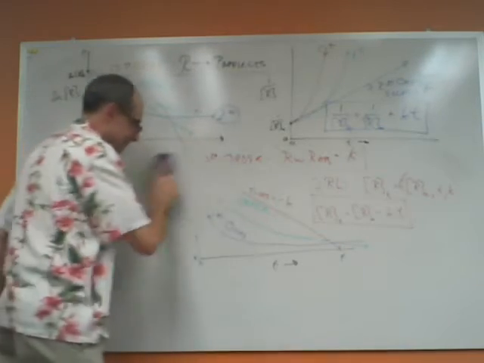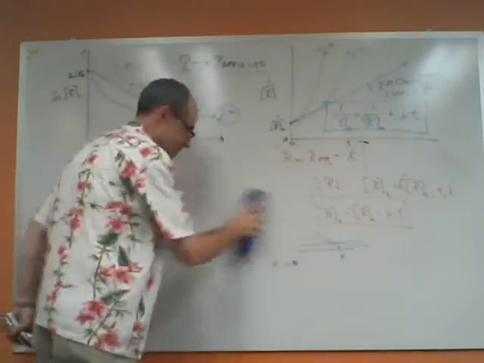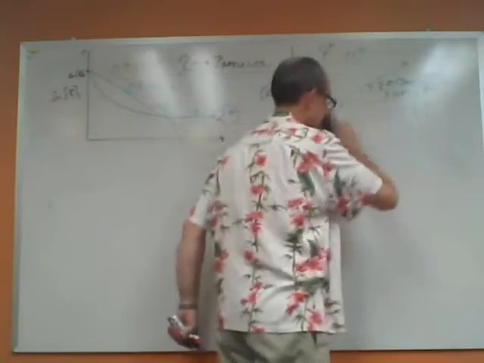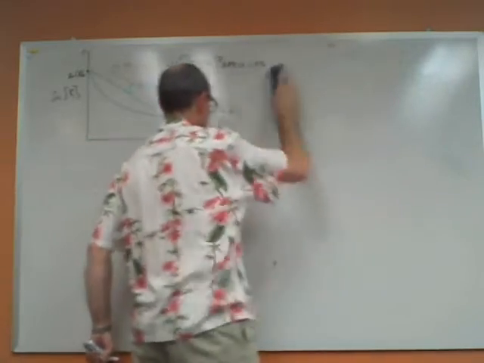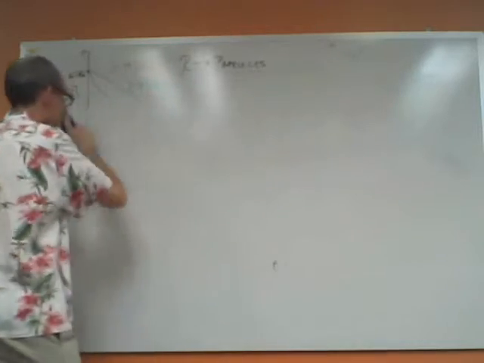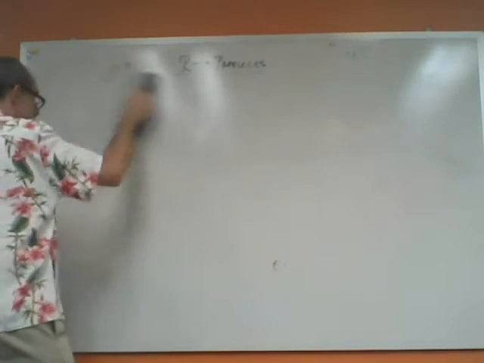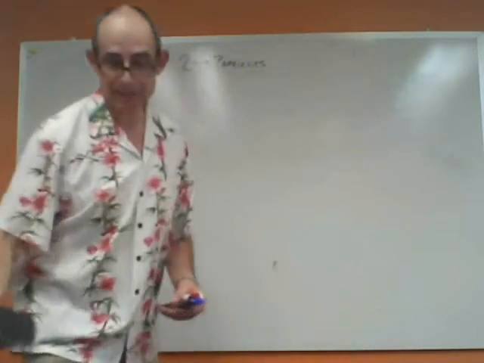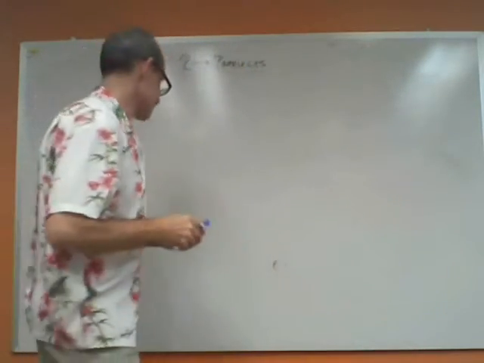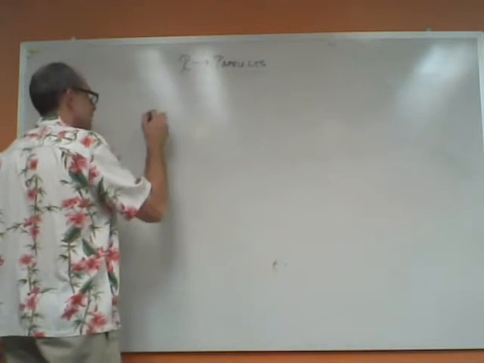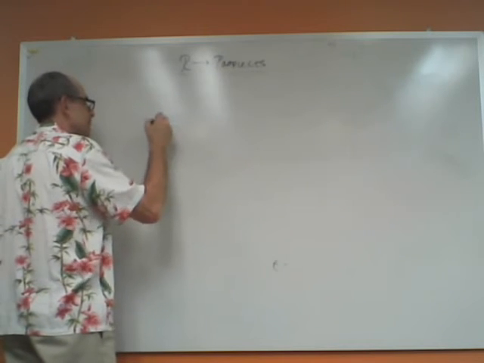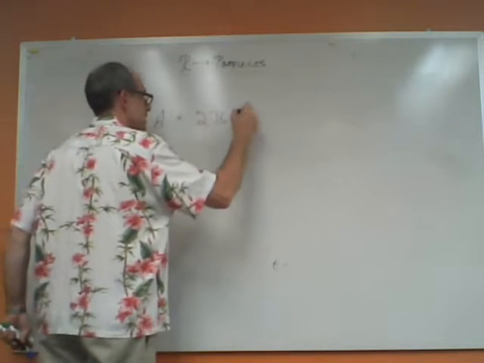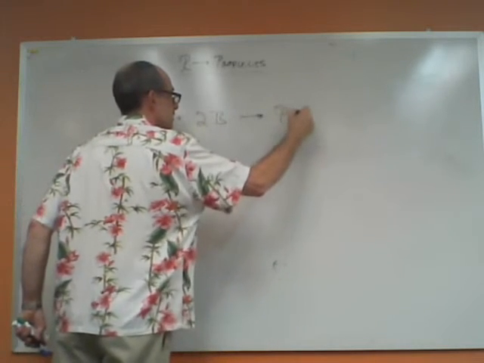So I'm going to get rid of these graphs, and you should have a note sheet that goes along with this video production. But let's say we have a reaction that is not a decomposition reaction, but has two reactants. Let me call this reactant A plus 2 units of B going to products.